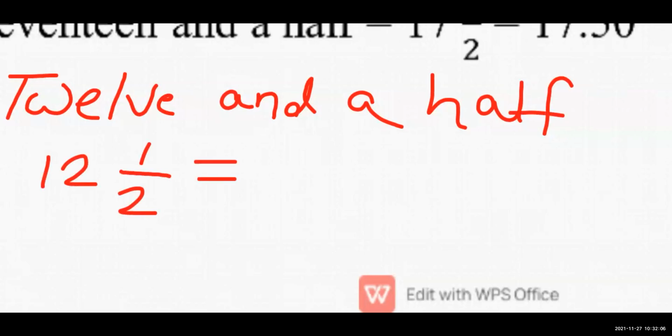Now, what is the main answer? What will be the decimal fraction? 12 and a half. Very good. That is 12.50. Half means it is 50. Clear everyone? So in this way you are going to solve and write it down. Okay. Now don't copy down. We'll start with our problem set.